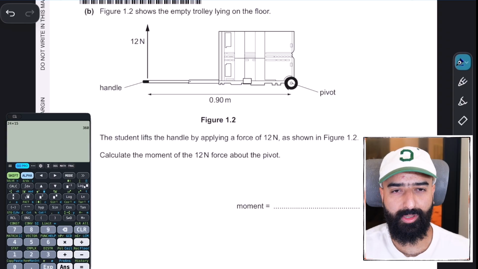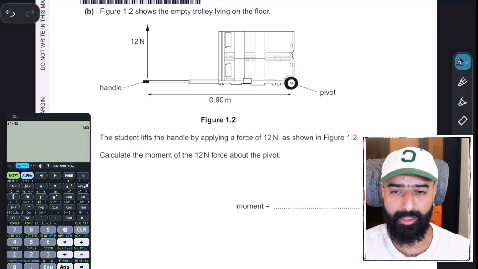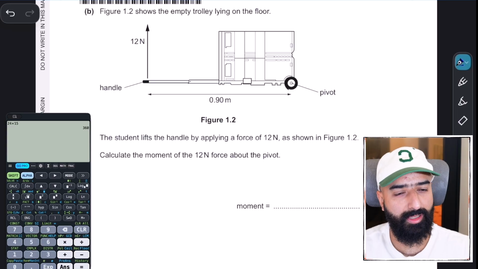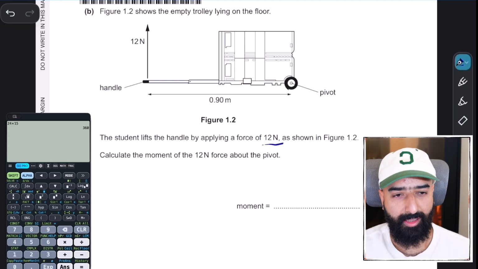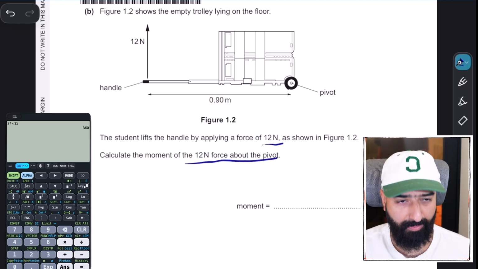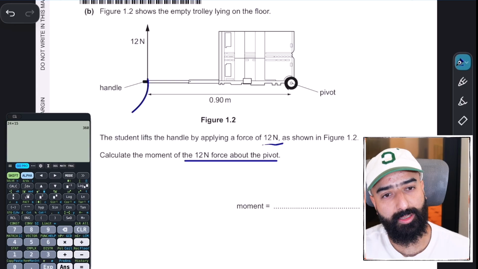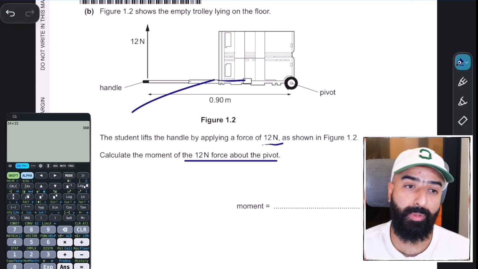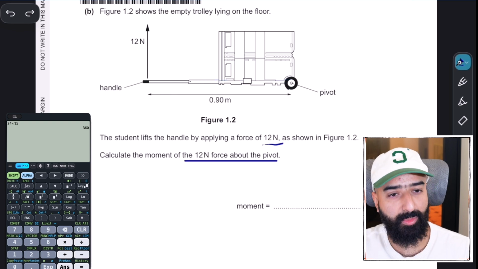Figure 1.2 shows the empty trolley lying on the floor. The student lifts the handle by applying a force of 12 Newton. Calculate the moment of the 12 Newton force about the pivot. Now where's the force? The force is applied over here, and the pivot is all the way over here. And we're supposed to find the moment.